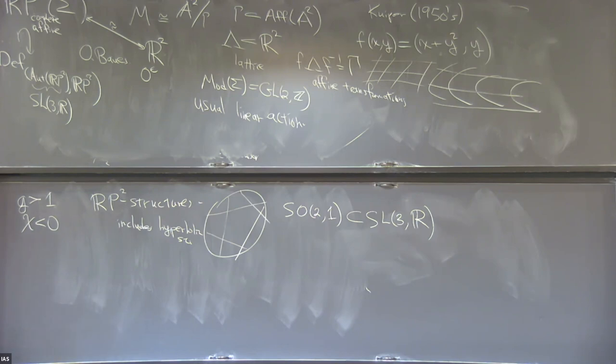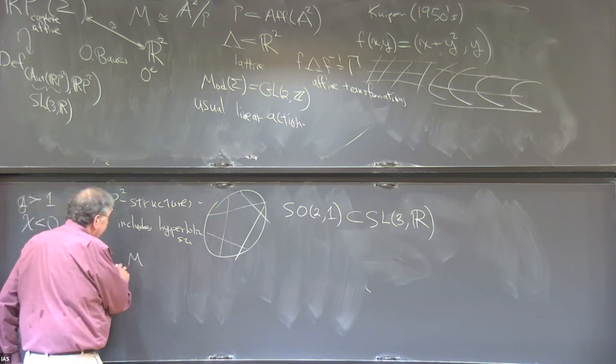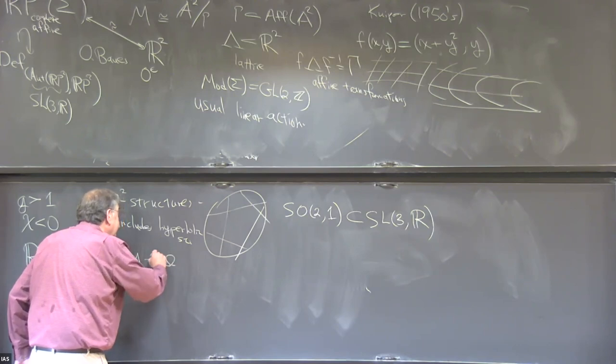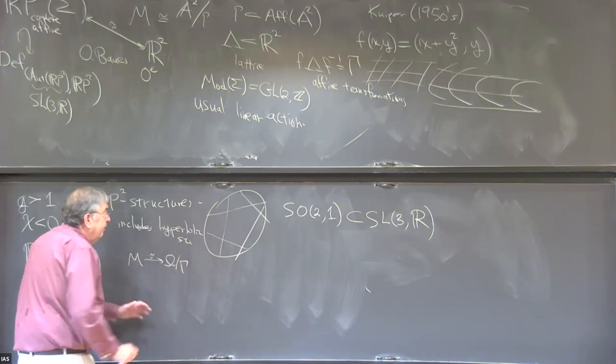Okay, and so I want to focus on the ones that are convex. And this is actually what Kuiper was interested in. So I'll subscript this with convex and look at RP2's convex structures. Like the example I just gave, these correspond to representations. The projective manifold identifies with a quotient of a convex domain.